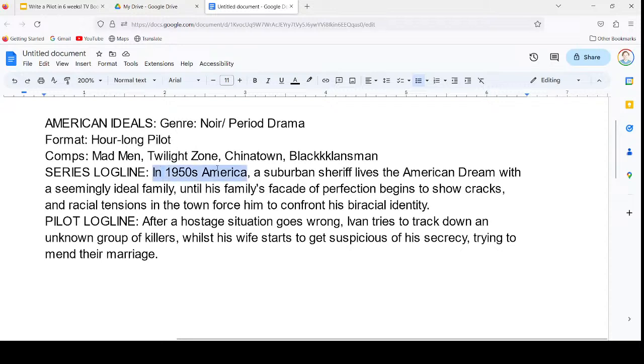So that's the thing. In 1950s America sounds strange to an American reader, and we would never be this broad with it. We would say the state. So I would pick a state because America is 50 very separate, different, distinct states, which all would have their own problems, issues, racial dynamics. You see what I mean?